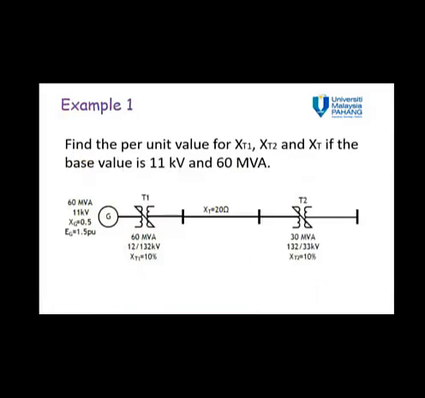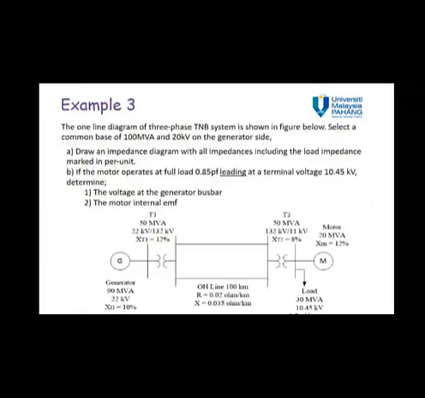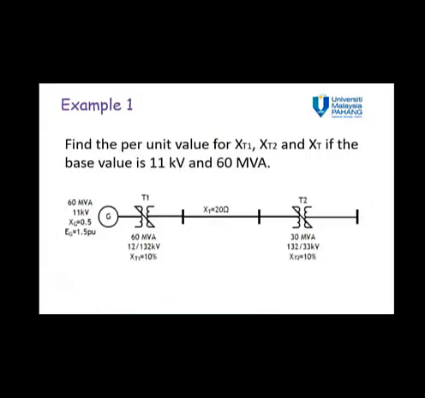Okay, let's say this one. So we have this example. We have generator 1 with this parameter as G 0.5 per unit. This one as T1 they have 10%. 10% means 0.1, also 0.1 per unit.